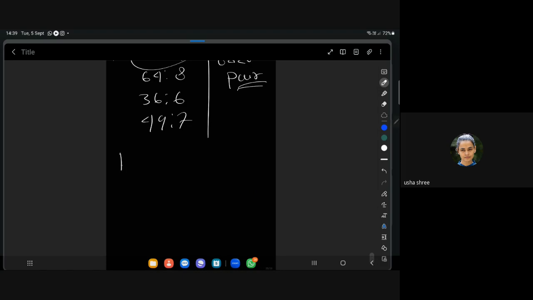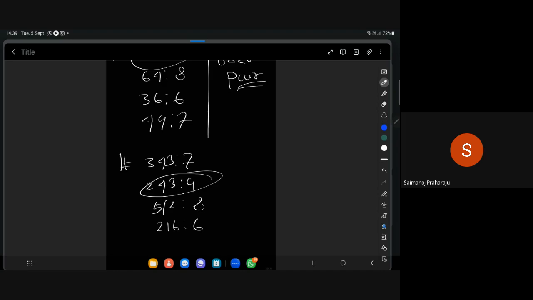Then this one. This is also an easy one. 343 is to 7. Then 243 is to 9. Then 512 is to 8. Then 216 is to 6. 243 is to 9 is the odd one, because the others are cubes. Yes, cubes.